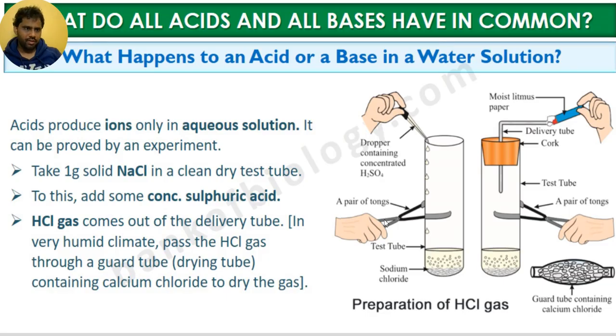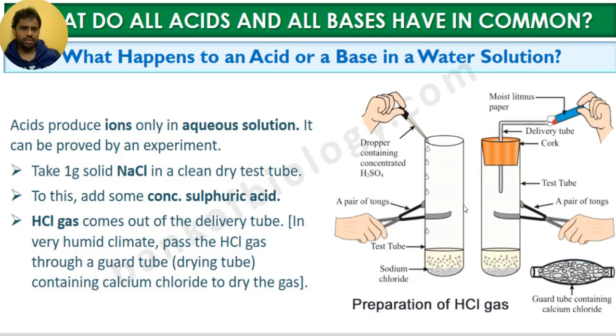Now, let us see what happens to an acid or a base in a water solution. Acids produce ions only in aqueous solution. It can be proved by an experiment. First we are taking 1 gram of solid NaCl in a clean, dry test tube. NaCl is salt. To this we are adding some concentrated sulfuric acid. This is your sodium chloride in a test tube. This is a pair of tongs. So this is a dropper containing concentrated H2SO4 being dropped in the solution.